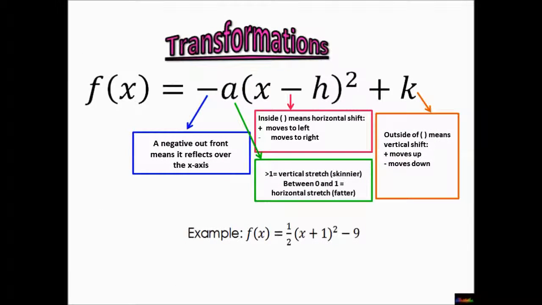Now let's look at our other function. We have 1/2 times (x plus 1) squared minus 9. So in this function, the half shrinks our function by 2. The 1, again, we do the opposite. So instead of plus 1, we do negative 1. So we're going left 1, and then we go down 9 from this point.